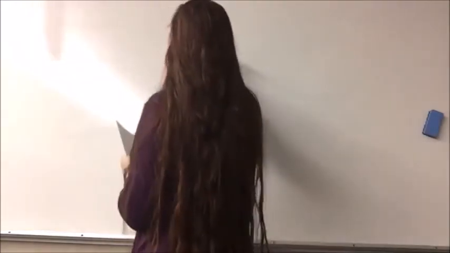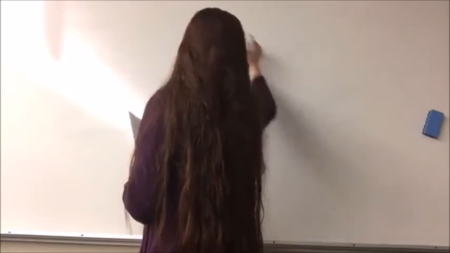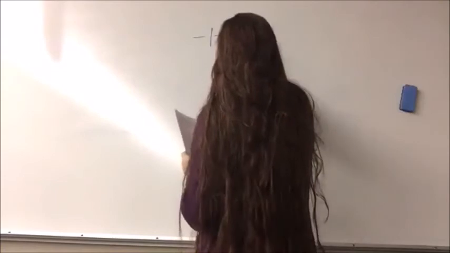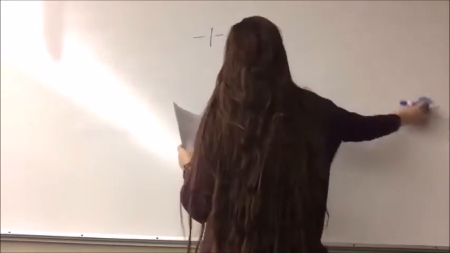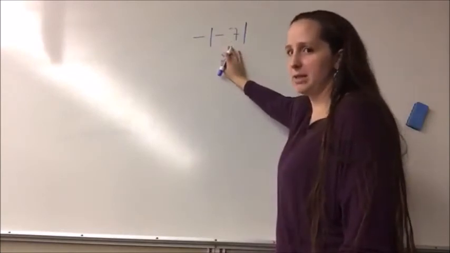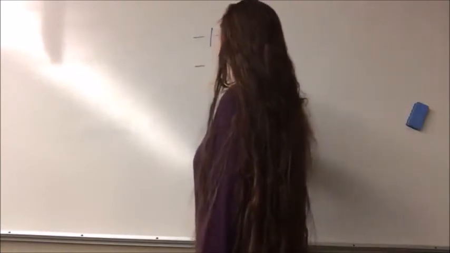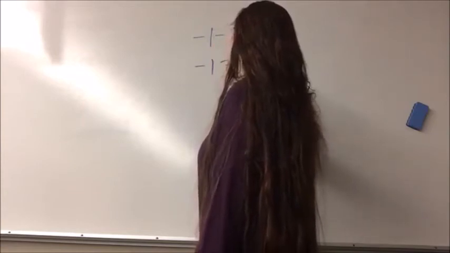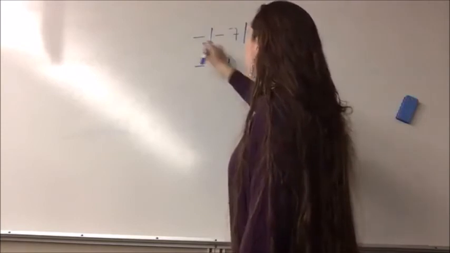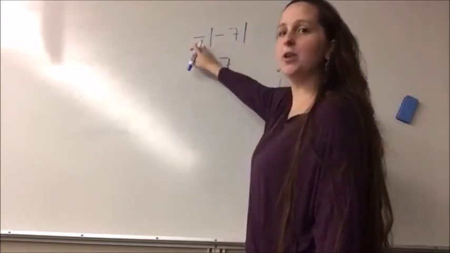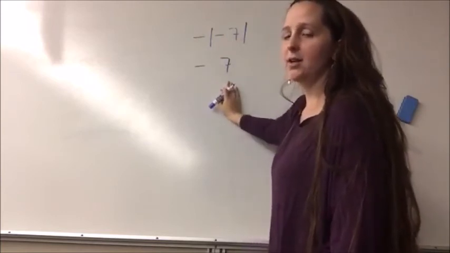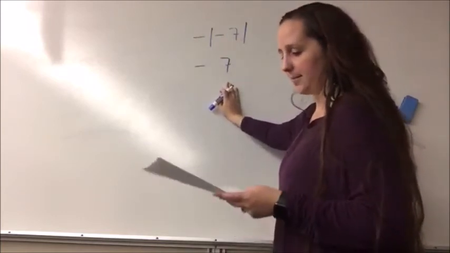So, for example 8, I have the negative of the absolute value of -7. The absolute value of -7: the distance from 0 is 7. So I have the negative, and this is 7 inside those. I don't actually need them, but 7. This negative outside the absolute value does not affect what goes on inside. So I still have a negative out in front, so I have -7 as my final answer.